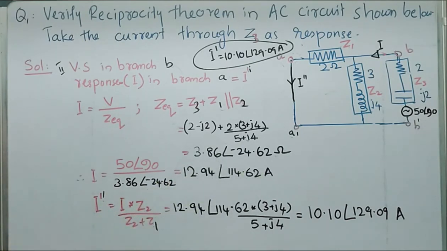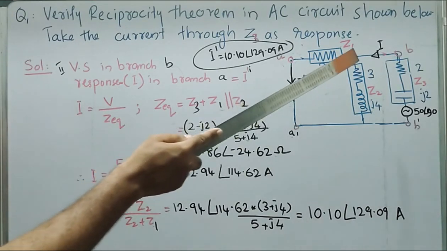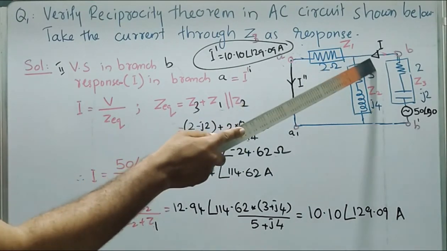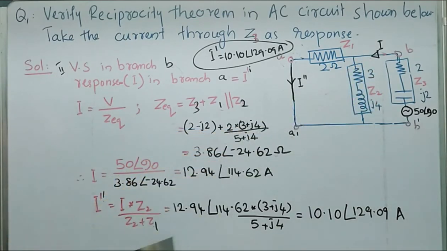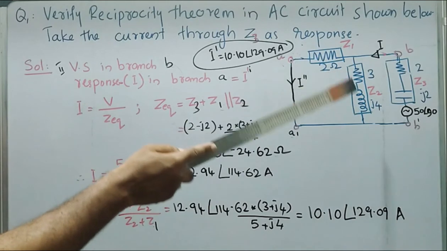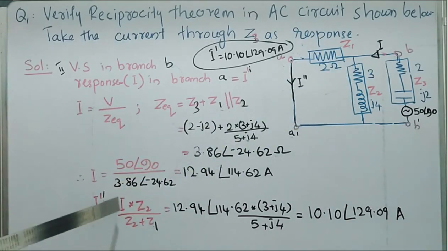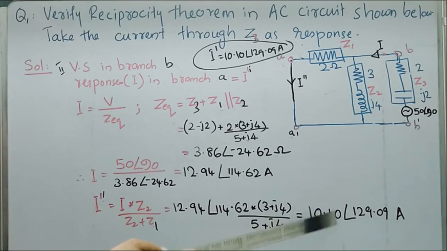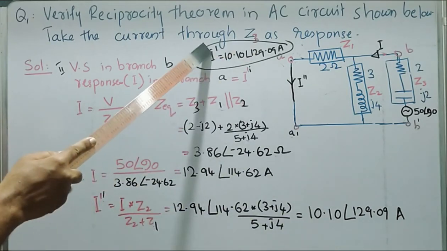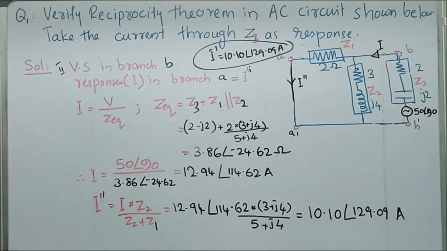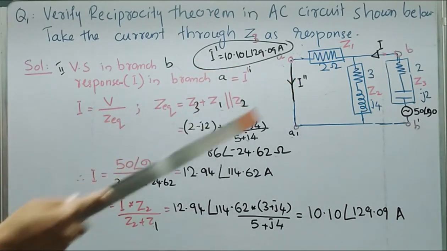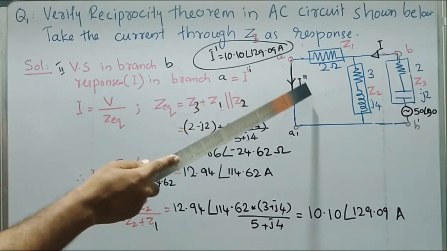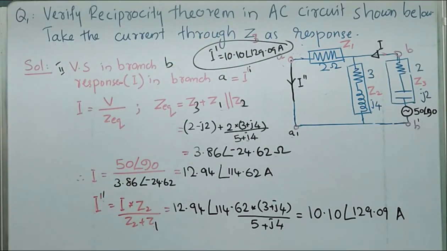114.62 ampere. Now we can find out I double dash by applying current division rule, that is main current I into other branch impedance Z2 divided by total impedance in this parallel circuit, that is Z1 plus Z2. Substituting the value of I, Z1 and Z2 in this equation, we can obtain I double dash as 10.10 angle 129.09 ampere, which is exactly equal to I dash, which we got in previous case. As I dash is equal to I double dash, we can say that the circuit is satisfying reciprocity theorem in this circuit.